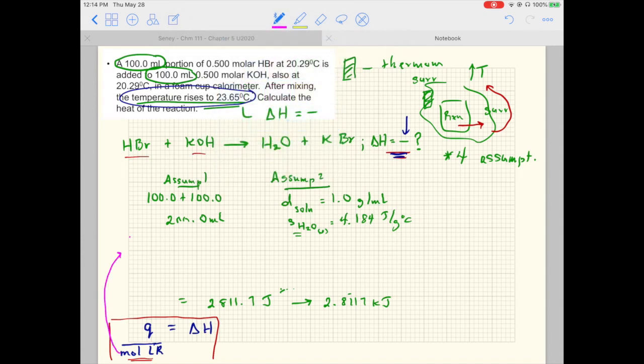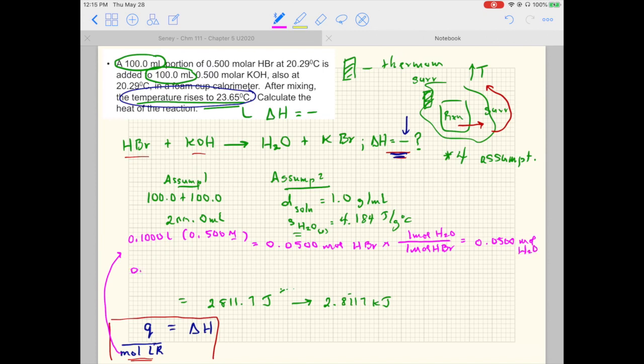And so we have 0.1 liter of HBr, and we're multiplying it by 0.5 molar. That's going to get me to 0.0500 moles of HBr. You can see from the stoichiometry in the balanced equation that for every 1 mole of HBr, there is 1 mole of water. And so we have 0.0500 moles of water produced from HBr.